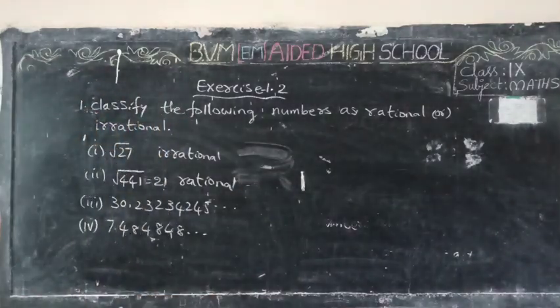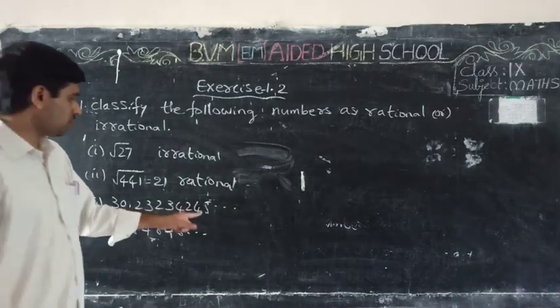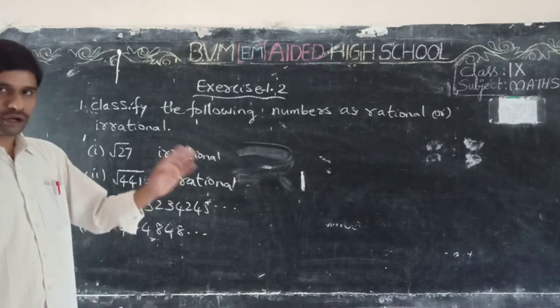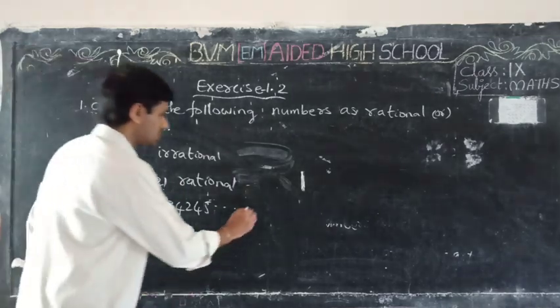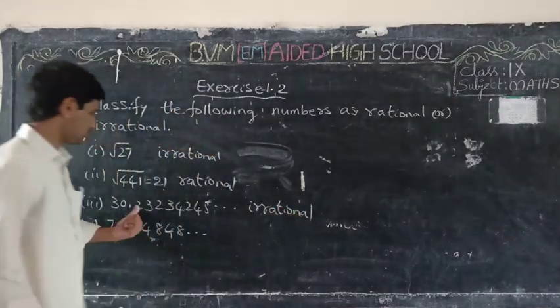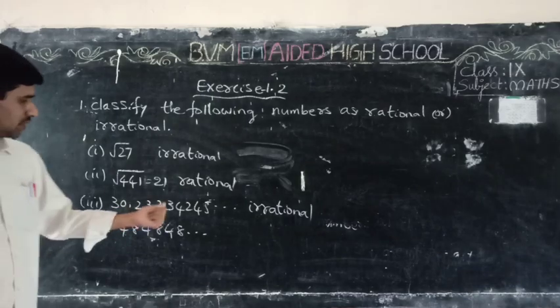Next, 30.2323425 and so on. It is a non-terminating, non-recurring decimal. So it is an irrational number. Here no pattern is repeating, no decimal is repeating.